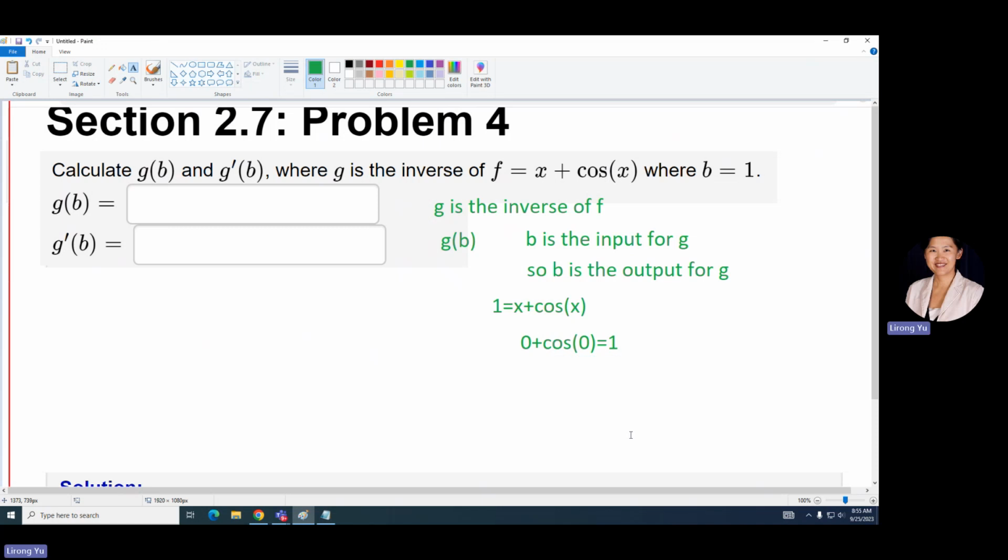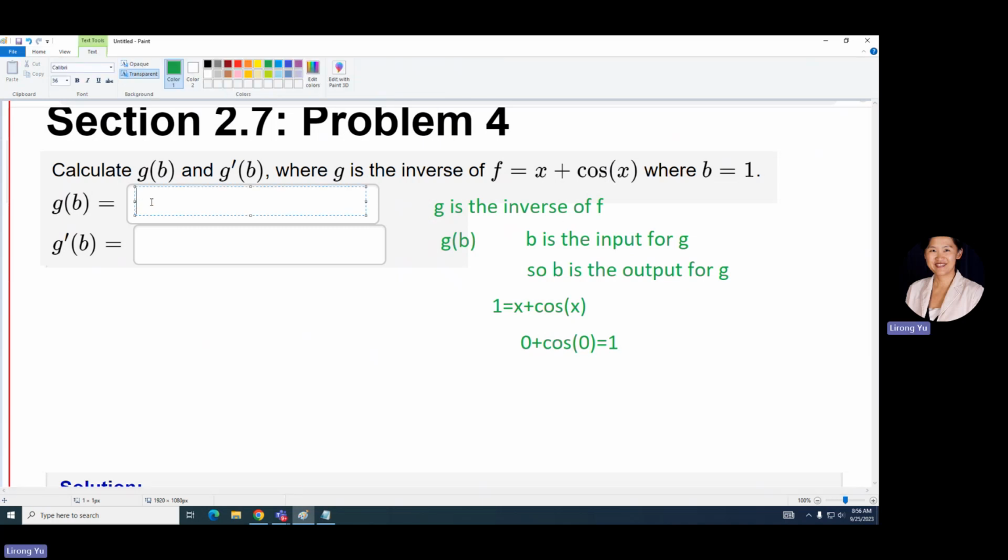Cosine of 0, you can use your calculator in degree measure, equals 1. So 0 plus cosine 0 is 0 plus 1, which is 1. That is saying that 0 is a solution. Now, this is a function that has an inverse. If a function has an inverse, for each output there can only be one input. Since 0 works for this equation, we don't have any other value for it. So we know for sure that the input is 0 and the output is 1. So this is the answer for the inverse. The answer to this first question is 0.